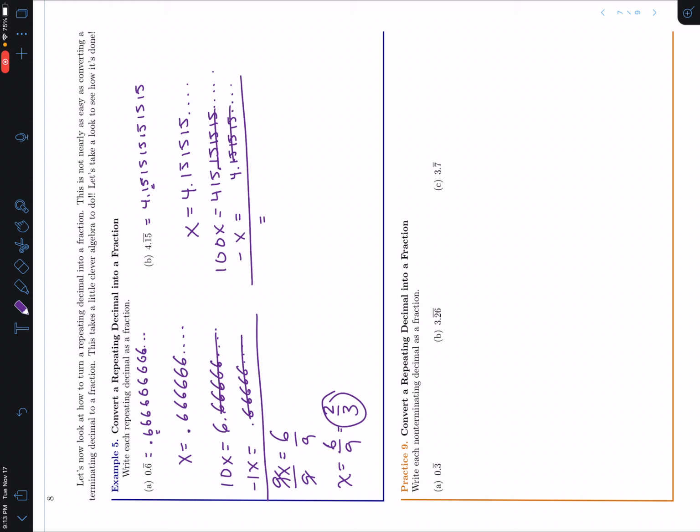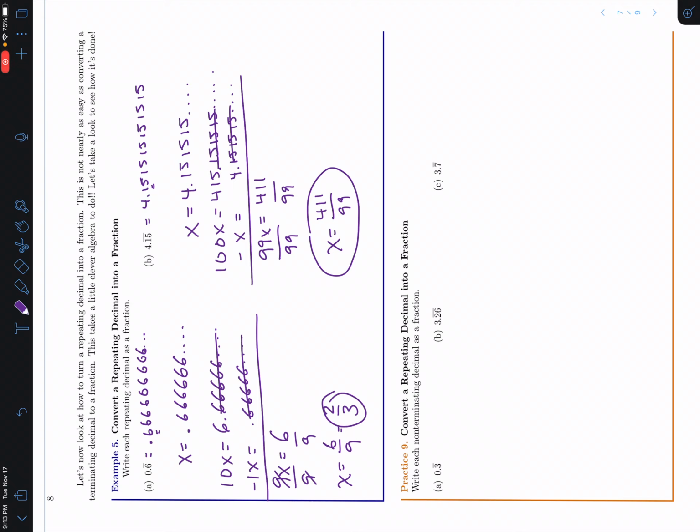So in this case, these are going to cancel like we wanted. So 415 minus 4 would be 411. And then 100x minus 1x would be 99x. And then finally, divide both sides by 99. So x equals 411 over 99. All right, so that looks pretty good.